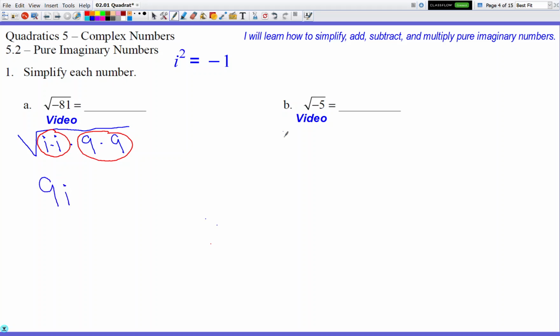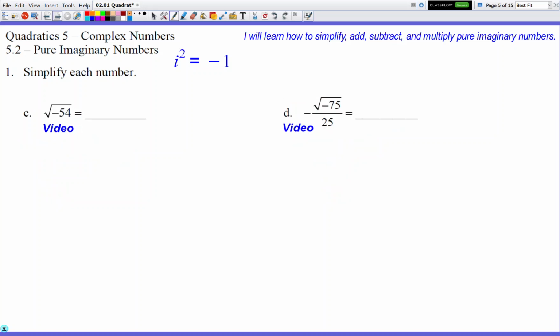Okay, letter B. Same scenario, negative sign in your square root symbol, so that's going to turn into i. The 5 we're going to try to break up, but it's not going to work. Nothing's going to happen. It's already a prime number, so it's going to stay as is. We're going to circle the i's because they match. Not going to circle the 5's because they don't match. And we're going to get i root 5.